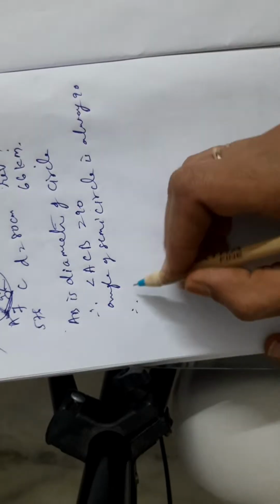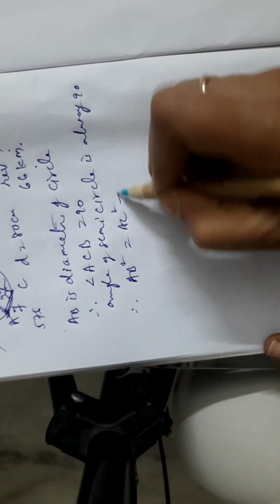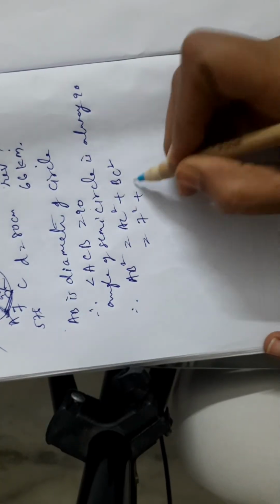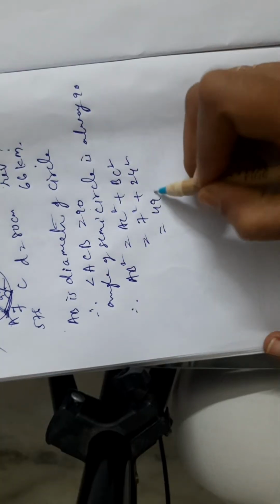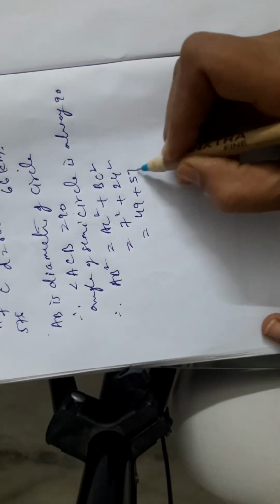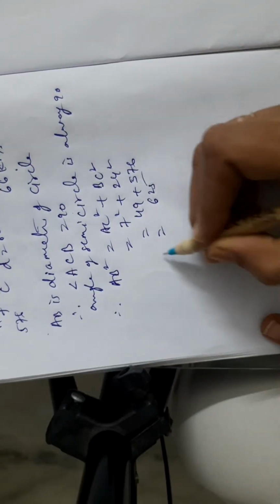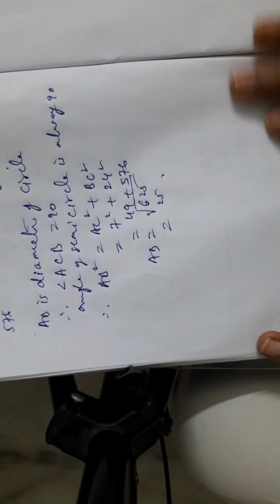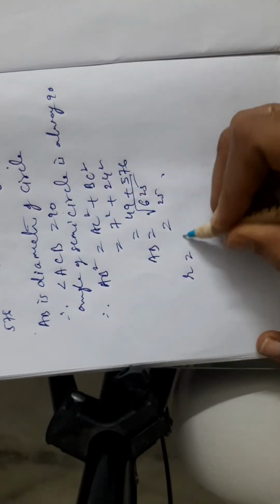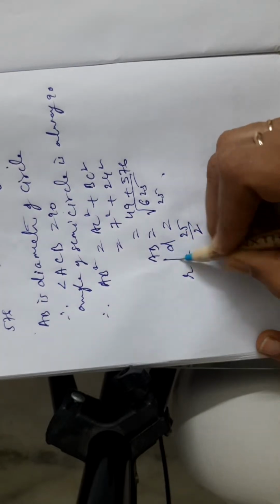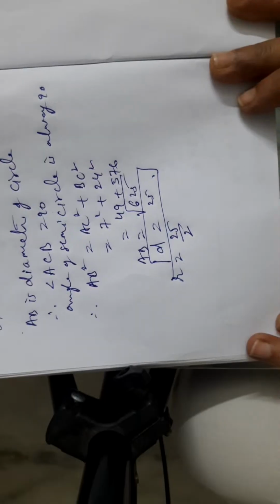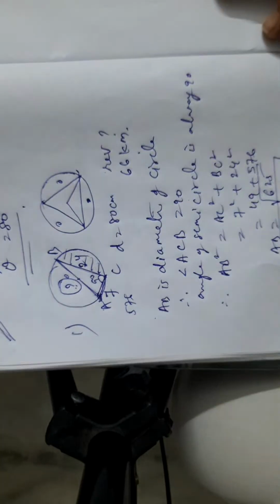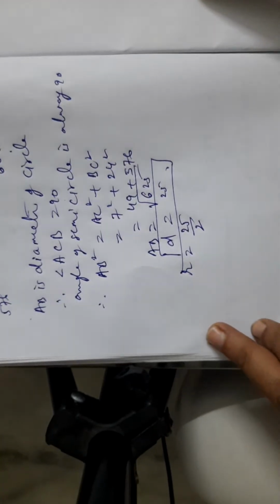Therefore, AB square is equal to AC square plus BC square. AC is given as 7, BC is 24. So 49 plus 576 is 625. AB is root over 625, thus it is 25. We got the value of the diameter. So the radius will be 25 by 2. Now find the area of the semicircle. As a semicircular part is there, find the area of the semicircle, out of which the triangle is to be subtracted.